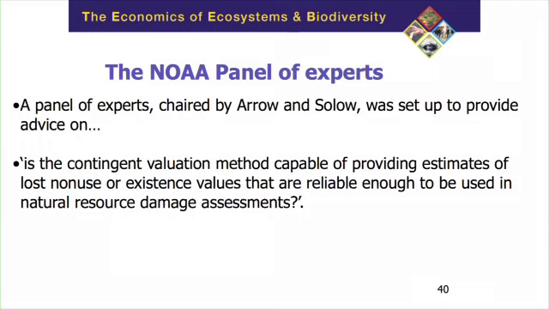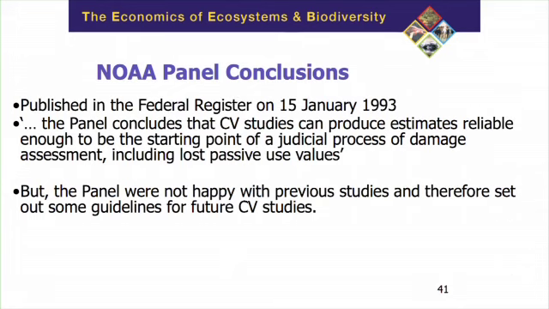It was published in 1993, just as I was about to submit my PhD. And fortunately, they said that the panel concludes that CV studies can produce estimates reliable enough to be a starting point for judicial process of damage assessments, including lost passive use values. So what they said is, yes, contingent valuation can work. But they also said that basically a lot of previous studies were pretty poor as well.